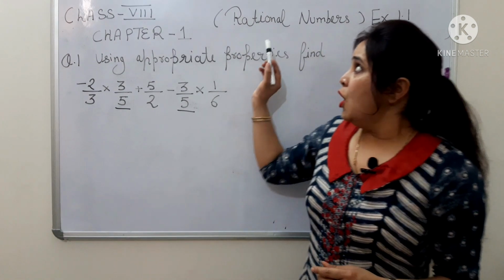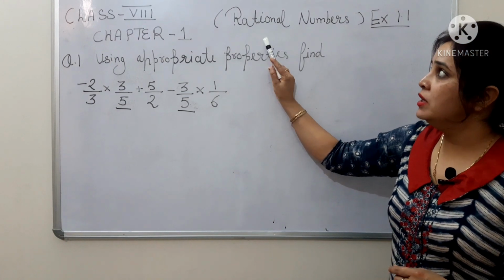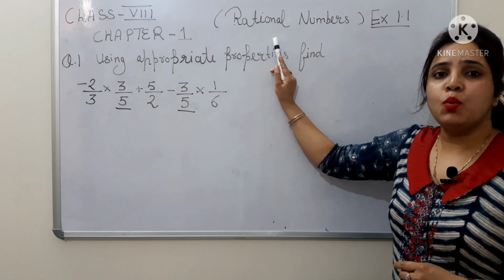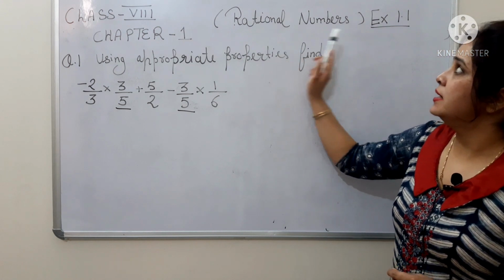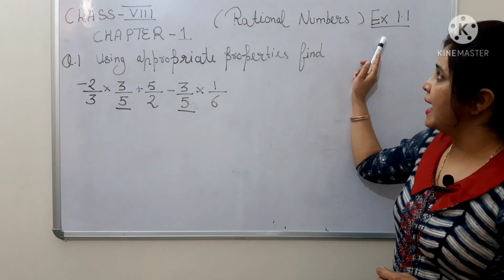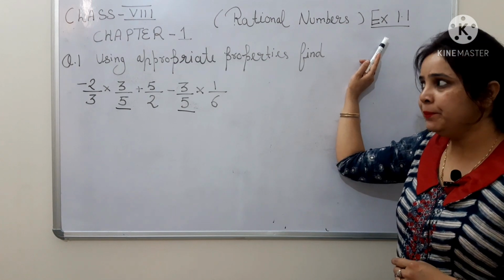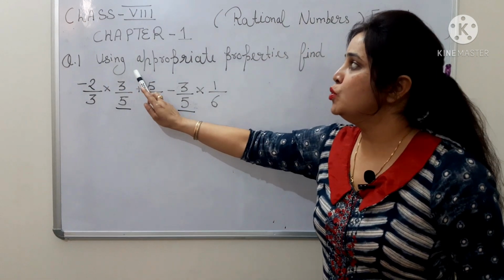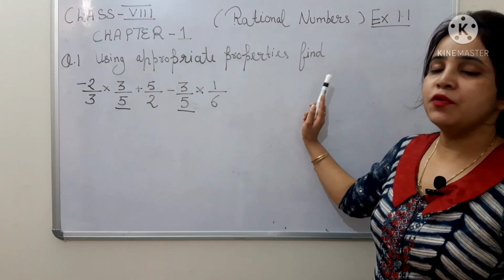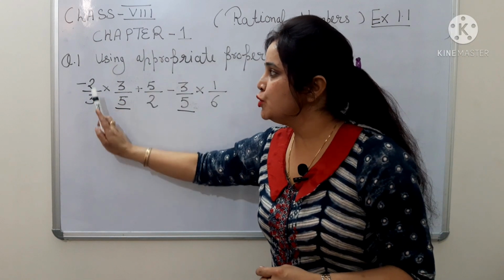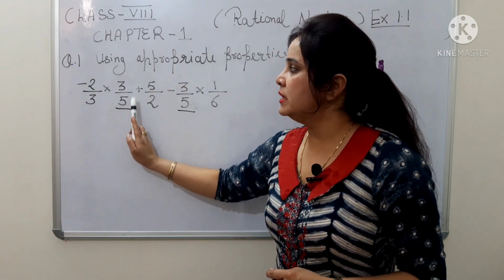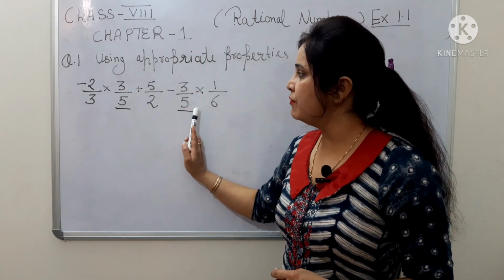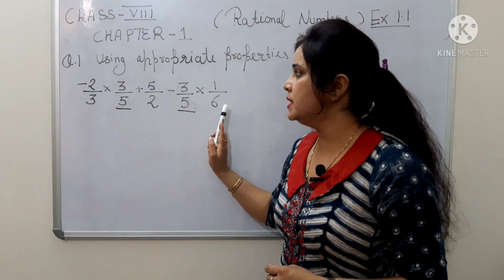So now in today's video, I will be sharing the content related to chapter number 1 of class 8, rational numbers, and I will be doing exercise 1.1. In question number 1, we have: using appropriate properties, find minus 2 upon 3 multiplied by 3 by 5 plus 5 by 2 minus 3 by 5 multiplied by 1 by 6.